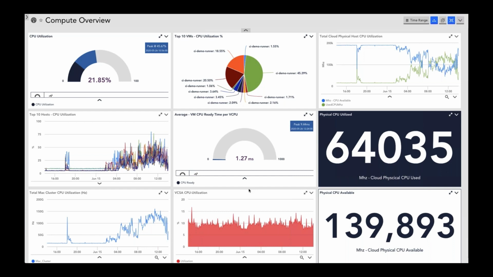So here we're actually able to display how much CPU that VCSA is using. 10% is fine, but anything greater than 80%, we would start to get a little bit concerned and have a conversation with the customer.